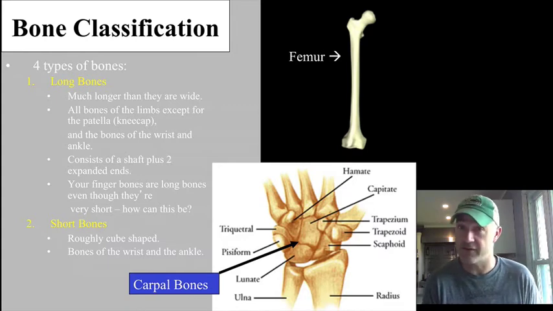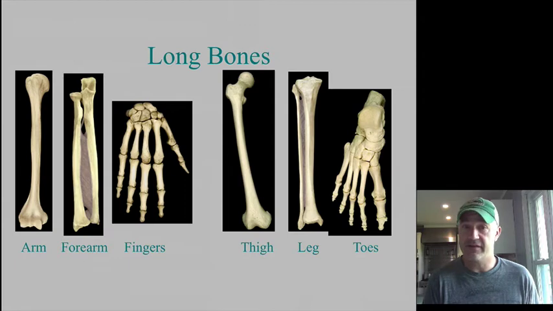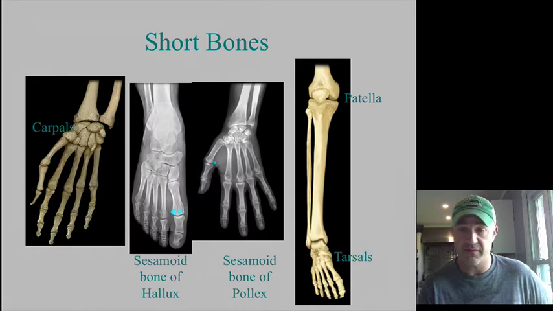Like I said, easy so far, right? Some good examples of long bones, like I said, extended at the ends, longer than they are wide. Some examples of short bones are the carpals and tarsals.